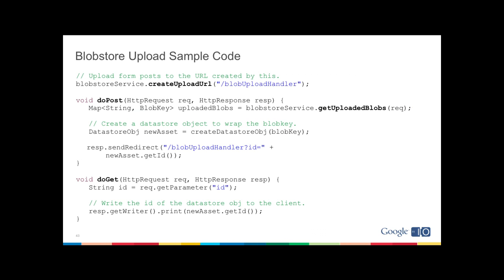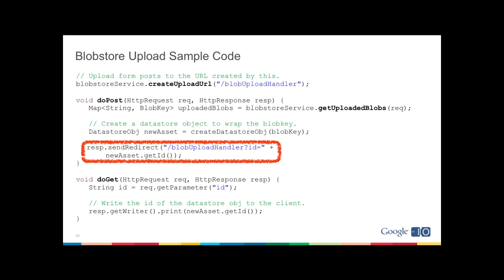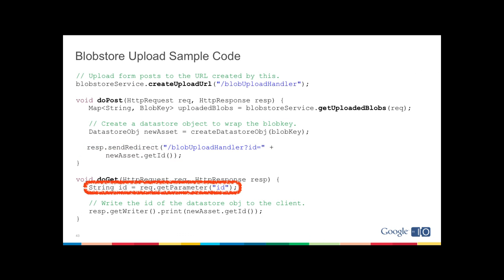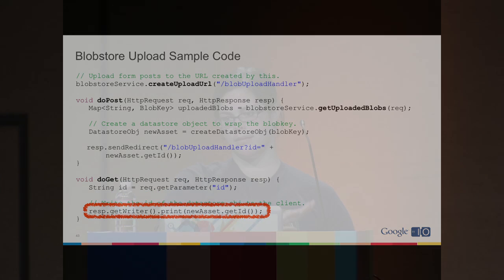In this case, I'm recommending you probably make a Data Store object to keep track of your Blobstore object. Then you can redirect somewhere, anywhere you want. I usually redirect to the get method on the same servlet, just to keep everything in the same file. And then you can take any parameters you want to pass between the two and pull them out into URL parameters. So here I'm taking the ID of the asset I just made, putting it into the URL, redirecting to get. I pull out the parameters I just put there, the ID, and then I respond to the client form with that ID. And so what it looks like to the client form is upload blob, get back asset ID, which is very reasonable.